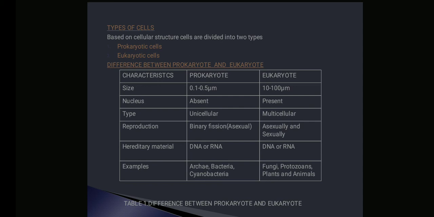All prokaryotic cells are unicellular, and all eukaryotic cells are multicellular. Coming to reproduction, prokaryotic cells reproduce by the asexual method, that is binary fission. Eukaryotic cells reproduce both asexually as well as sexually. The hereditary material present in both prokaryotic and eukaryotic cells is DNA or RNA. Examples of prokaryotic cells are archaea, bacteria and cyanobacteria, and examples of eukaryotic cells are fungi, protozoans, plants and animals.